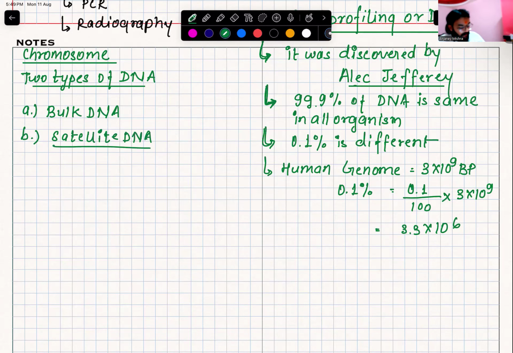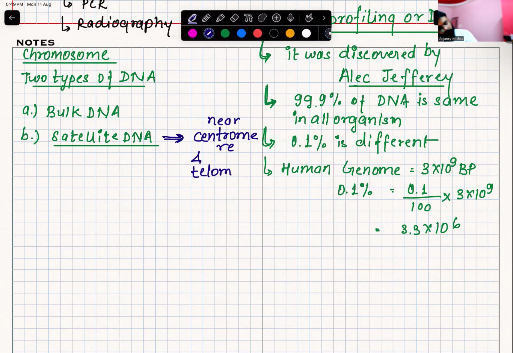Question is, what is this satellite DNA? The satellite DNA is a particular part which is near the centromere and telomere. Is that okay? Yes, that part which is after the telomere, that is also satellite DNA. And some part near the centromere is also the satellite DNA. Both the places you find satellite DNA.